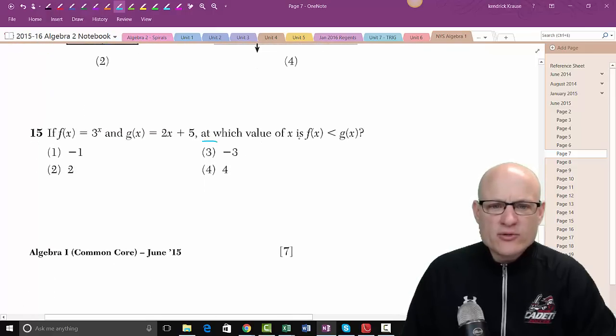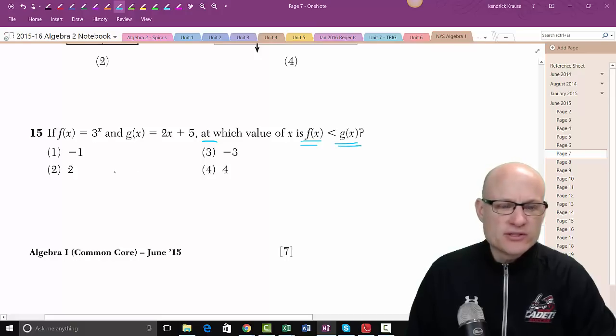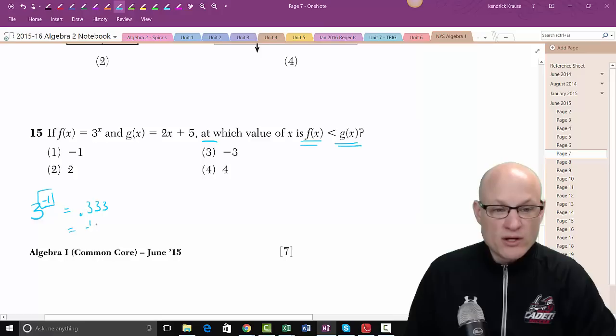At which value is g of f of x less than g of x? Well, this one you just have to type them in. If you typed in 3 to the negative 1 on your calculator, you would end up with 0.333, or it might give you 1/3. If I typed in negative 1 here, I would get 3. So 0.33 is less than 3. It looks like this is the winner.